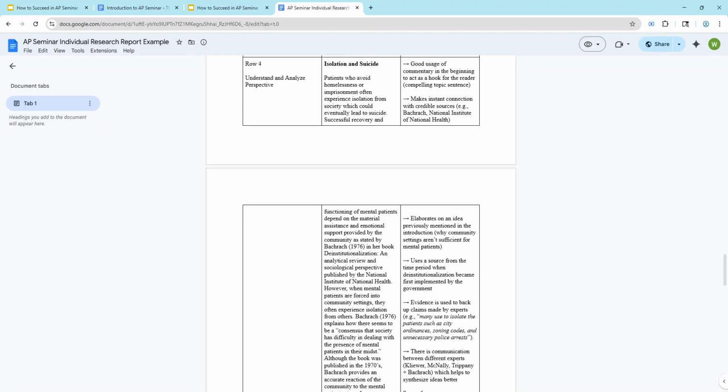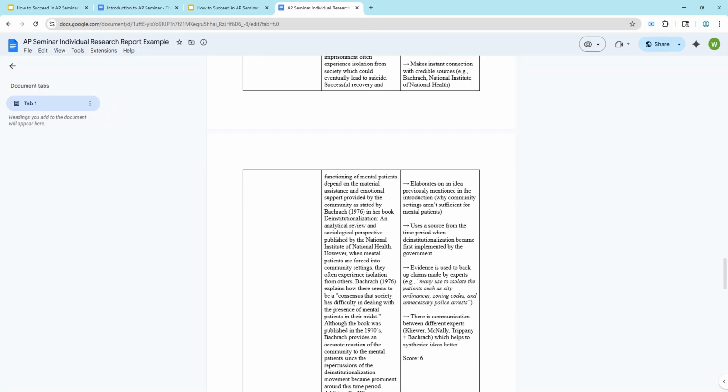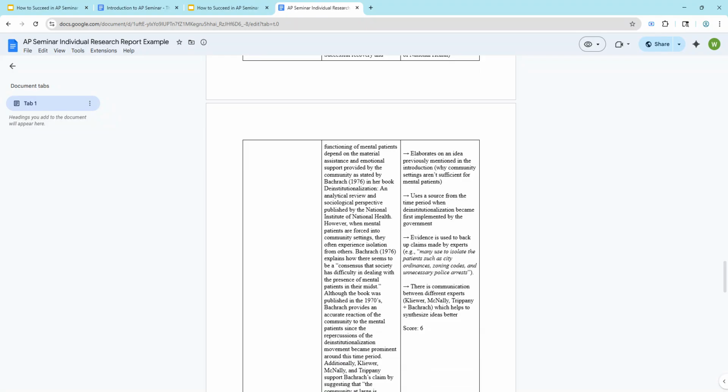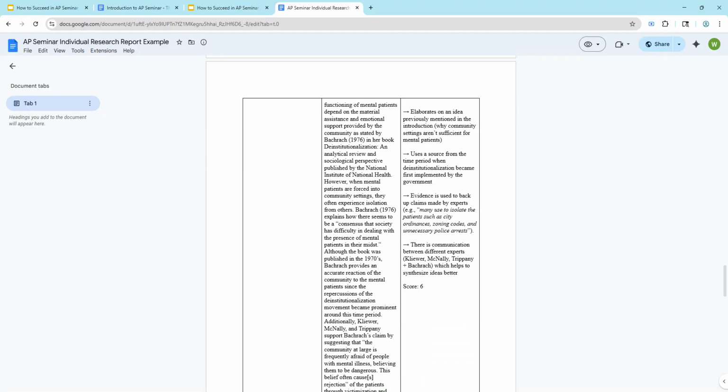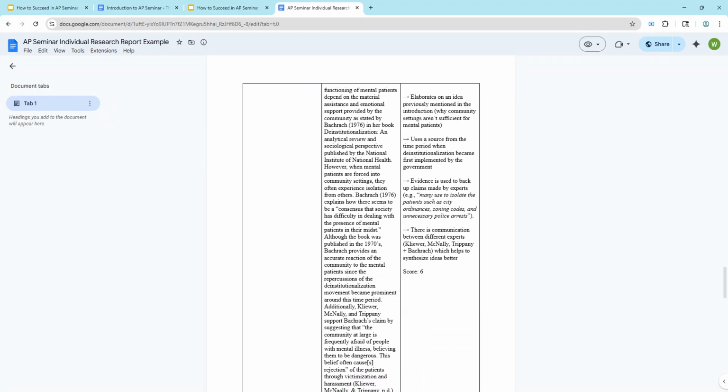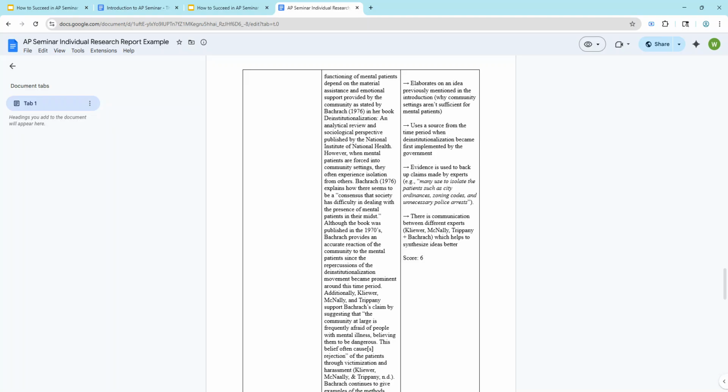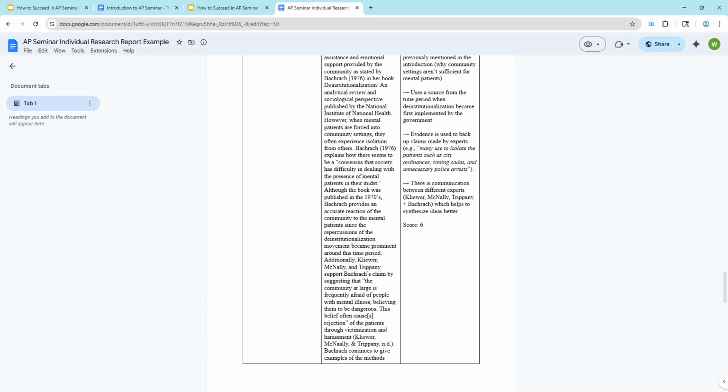Bachrach explains how there seems to be a consensus that society has difficulty in dealing with the presence of mental patients in their midst. Although the book was published in the 1970s, Bachrach provides an accurate reaction of the community to the mental patients since the repercussions of the deinstitutionalization movement became prominent around this time period. Additionally, Cleary, McNally, and Tripani support Bachrach's claim by suggesting that the community at large is frequently afraid of people with mental illness, believing them to be dangerous. This belief often causes rejection of the patients through victimization and harassment.